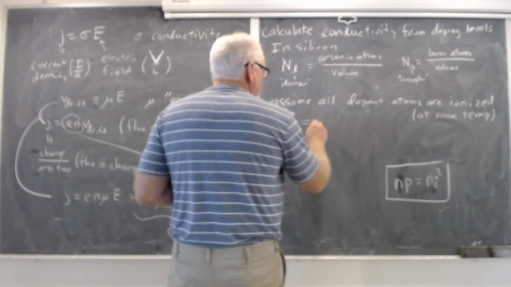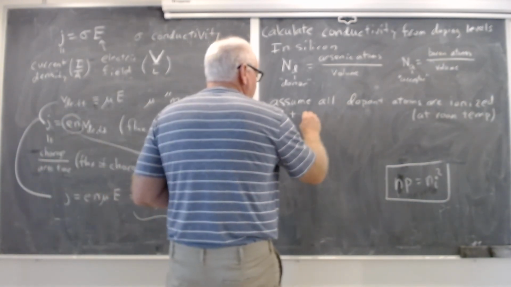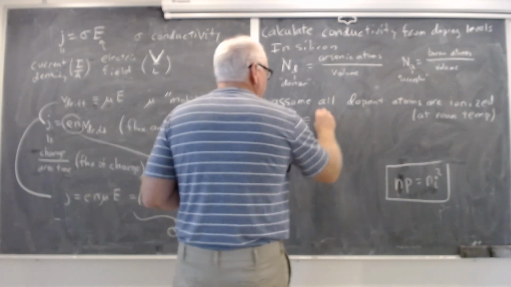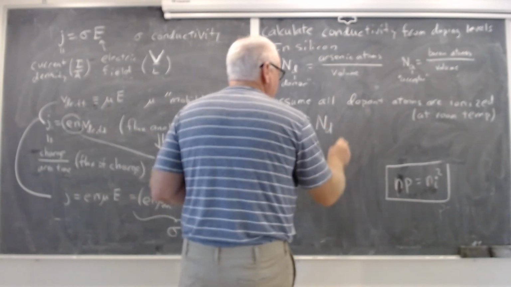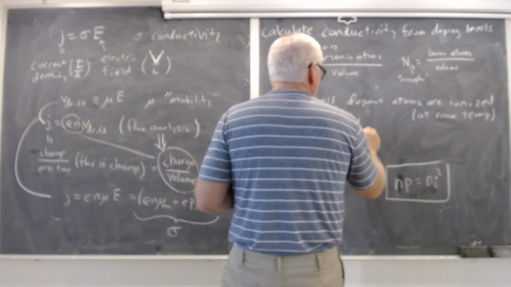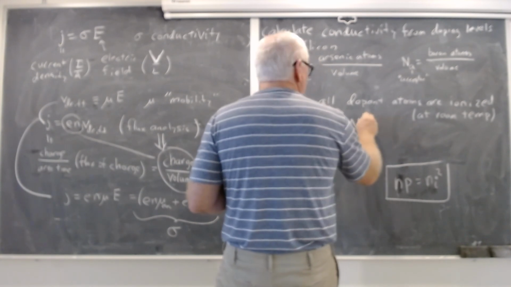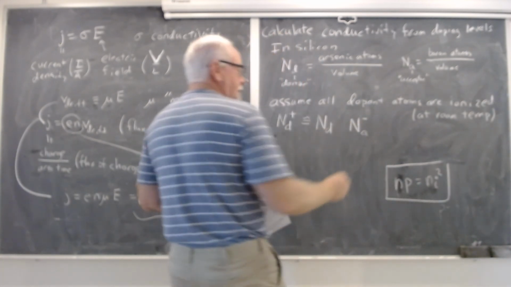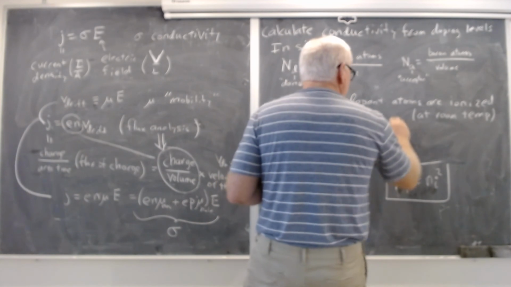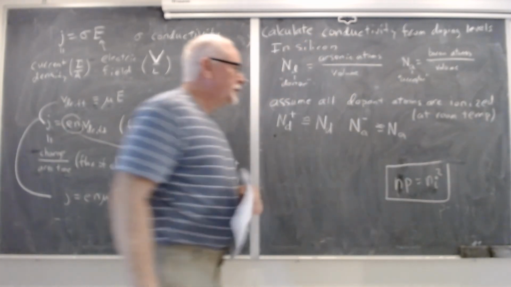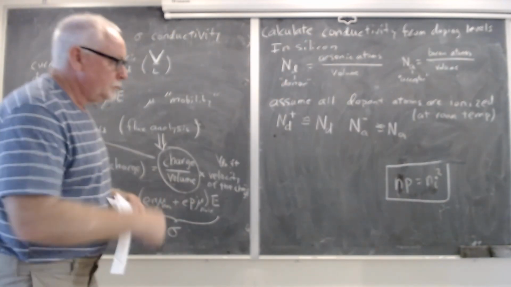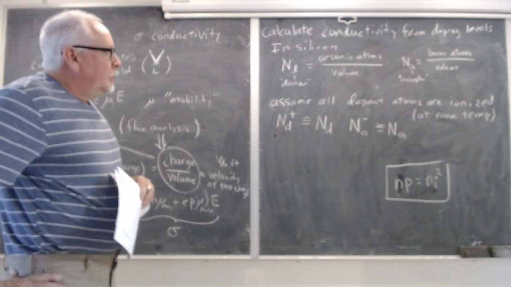And, for purposes here, it's equal to Nd. Na minus, the density of ionized acceptor atoms, is approximately equal to the actual density of acceptor atoms, Na, meaning they're just all ionized. All right.